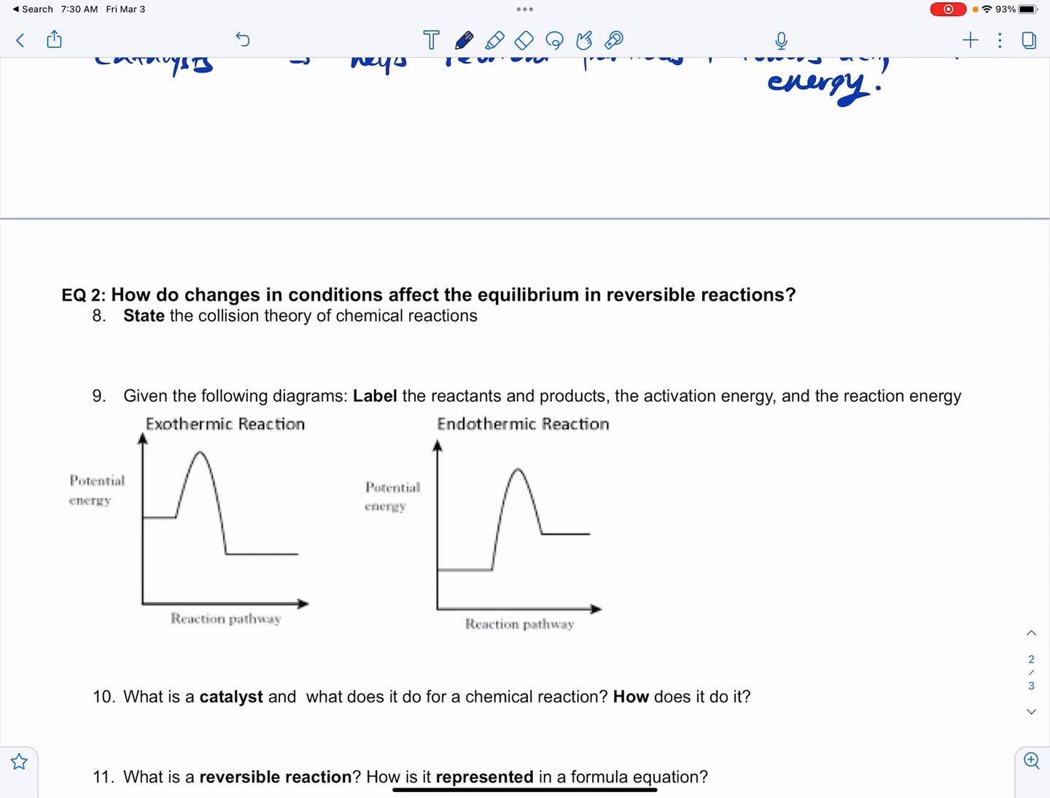All right, so in a chemical reaction, reacting particles must collide. I feel like I said this already. In a chemical reaction.